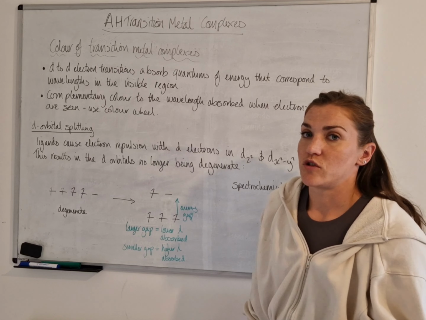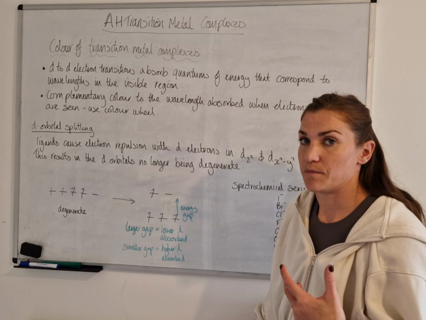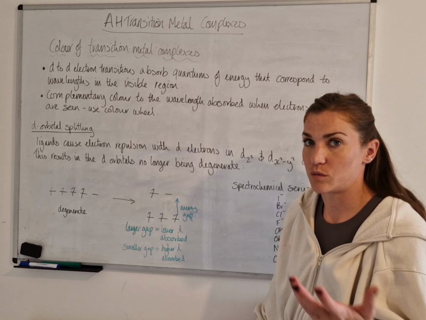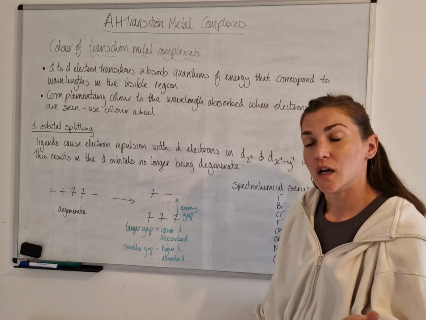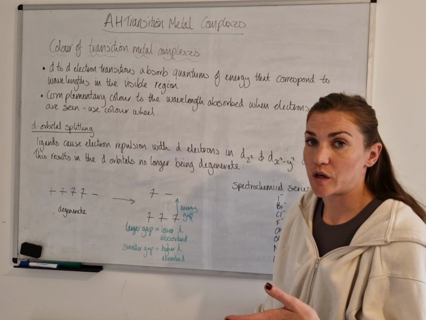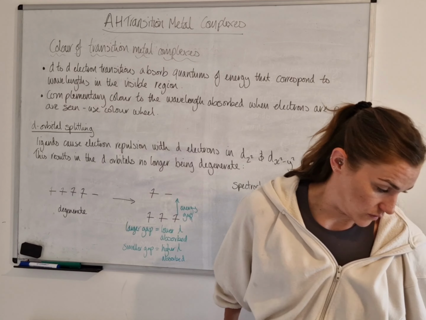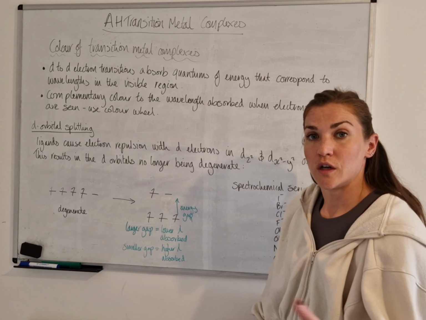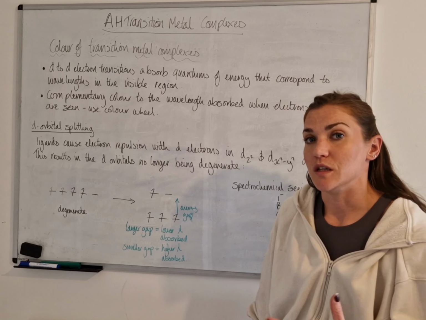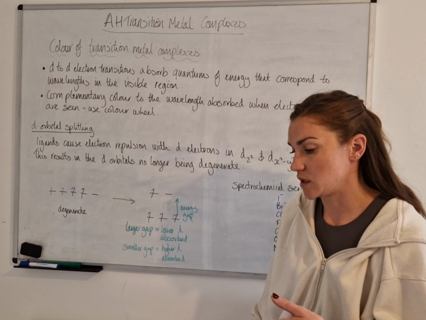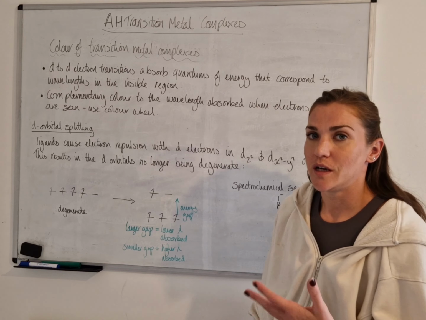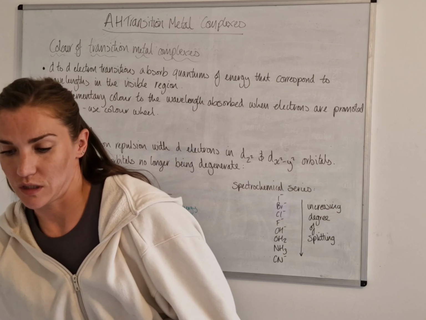Also, if you're doing colorimetry and trying to pick a filter, the colour wheel is your best friend there as well, because if you're looking at permanganate solution, which is purple, then you'll need to use a green filter because that's the complementary colour. Because your permanganate's purple, it means that you must be absorbing green light.